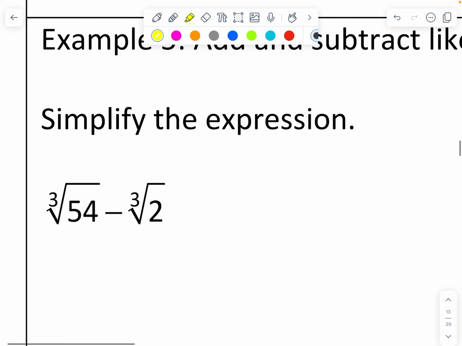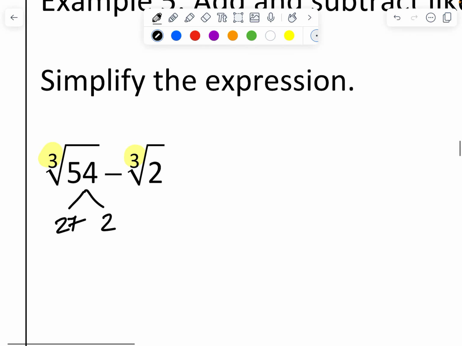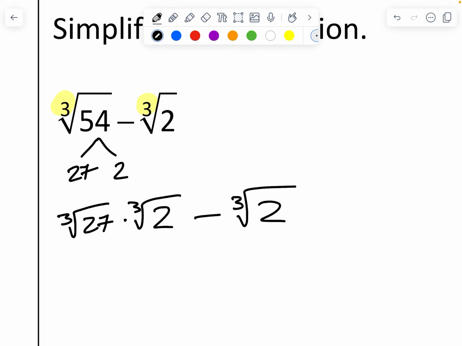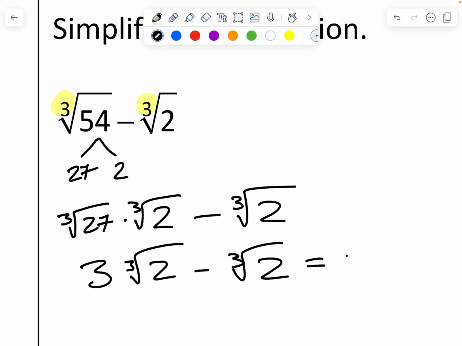Well, those are both cube roots, but the radicands are different. So let's start by simplifying this. 54 is 27 times 2, and I know the cube root of 27. And now I have like index and like radicand, right? There's 3 cube root 2 minus 1 cube root 2 is 2 cube root 2.